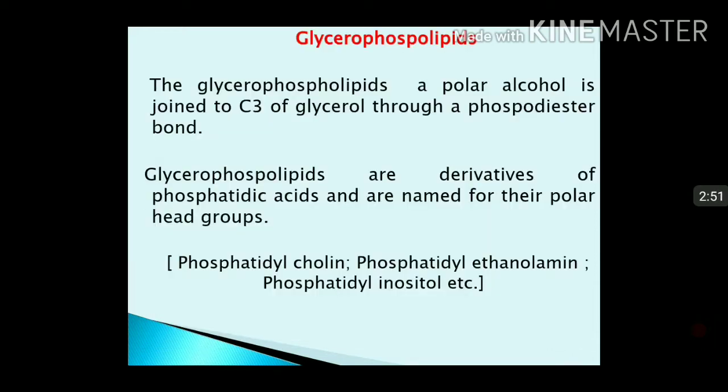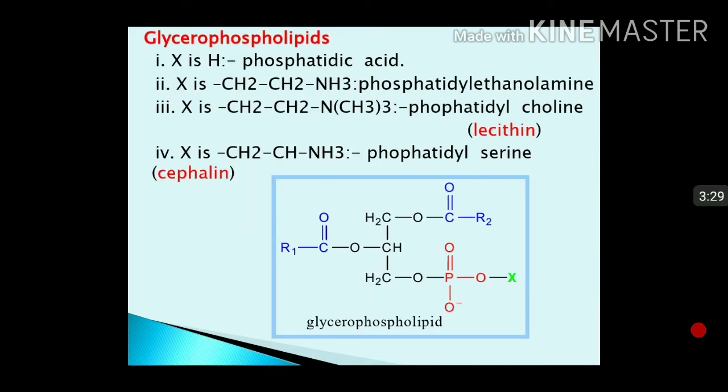So in glycerophospholipids, we have glycerol. You remember the structure of glycerol, in which 3 carbon atoms are present along with 3 hydroxyl groups. So in glycerophospholipids, a polar alcohol is joined to the C3 of glycerol through a phosphodiester bond. Then glycerophospholipids are derivatives of parent compound phosphatidic acid and are named for their polar head groups such as phosphatidylcholine, phosphatidylethanolamine, phosphatidylinositol, etc.